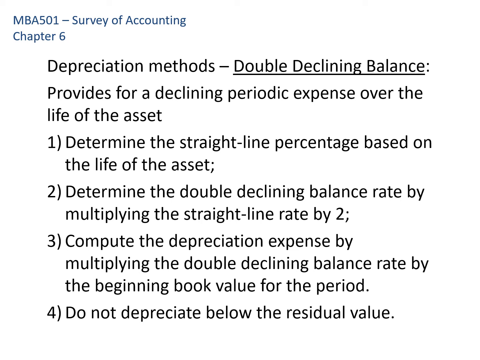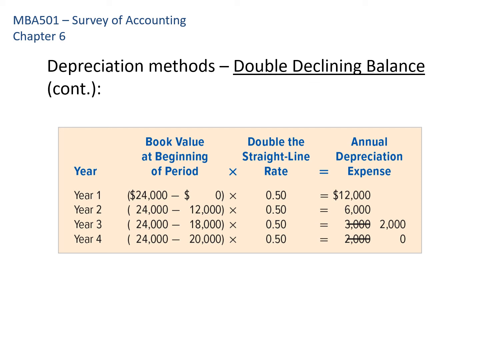And then we compute the depreciation by multiplying that percentage by the beginning book value for the period. And I don't take into account the residual value until the very end. So the way that looks is I take 24,000, multiply it by 50%, and that gives me $12,000 in depreciation that first year. So the second year, my book value is now 12,000. I take 50%. That gives me depreciation of 6,000. Next year, my book value is 6,000 times 50%.